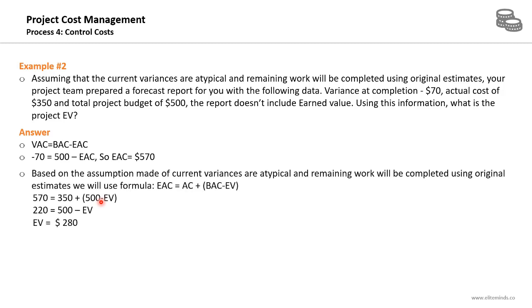Now the assumption made in the question is that the current variances are atypical and remaining work will be completed using original estimates. We will use the formula estimate at completion equals the actual cost plus budget at completion minus the earned value. We just found out the estimate at completion. Actual cost is given, budget at completion is given, so we can determine the earned value from this formula. Plugging in the numbers, the earned value is $280.